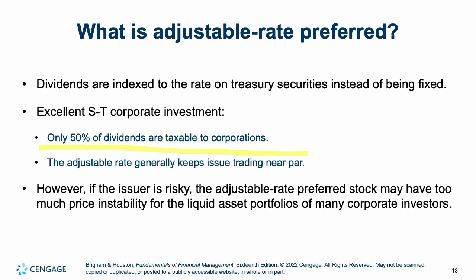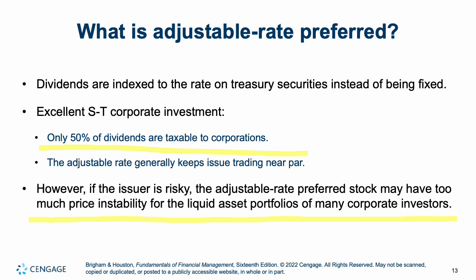But if the issuer is risky, if the company that issued the preferred stock is risky or very financially tenuous, that preferred stock may still have price instability. It may not have instability due to the interest rate changing, but it may have instability because you may think the company that issued it may fail or may not be able to meet their preferred dividends or something like that. So if it's really risky preferred stock, it may be too unstable for the liquid asset portfolios of corporate investors.